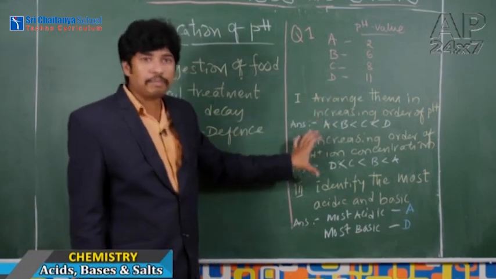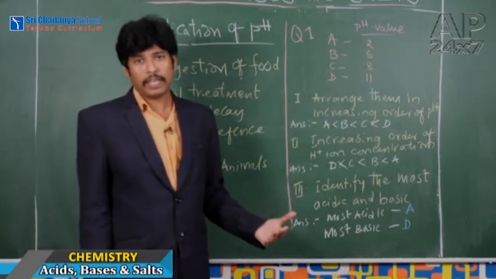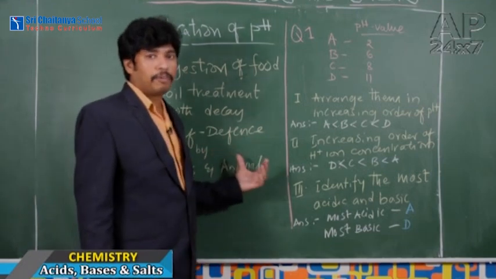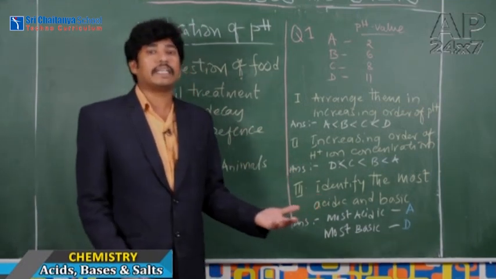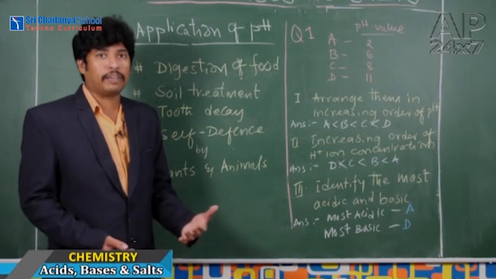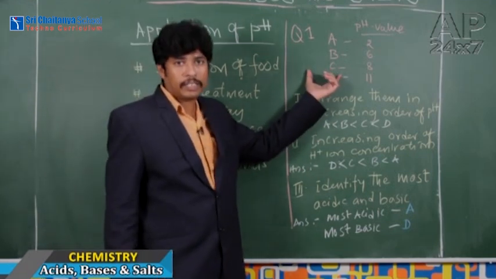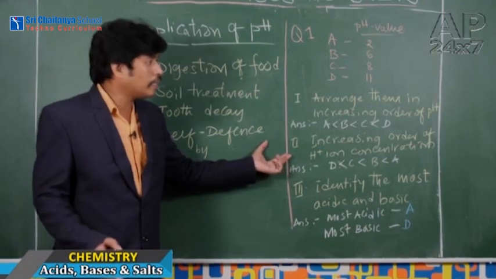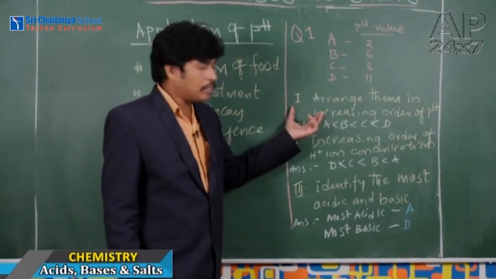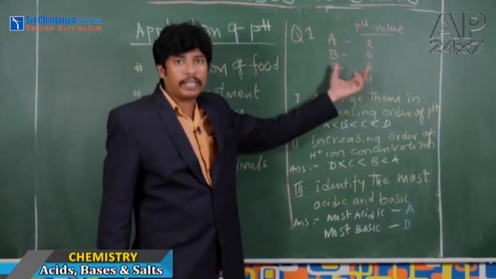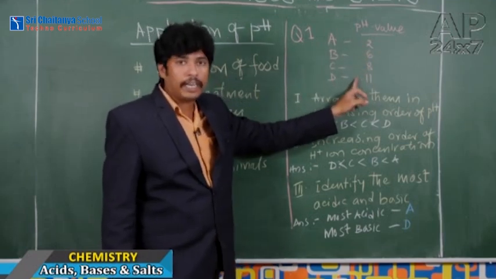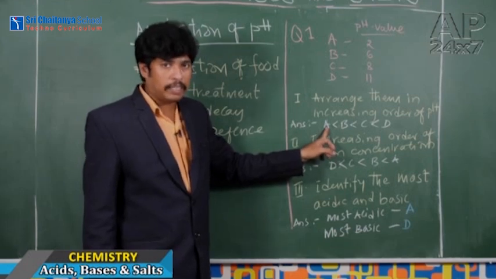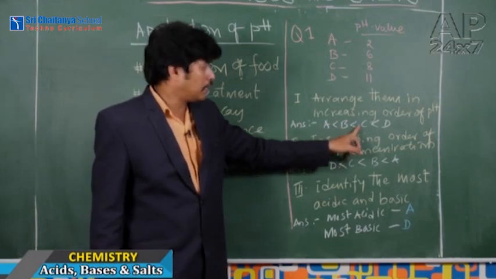This is a very important model and a very simple question to answer if you understand the concept of pH. As I said before, the H plus ion concentration is inversely proportional to the pH value. With increase in the pH, the H plus ion concentration decreases. Based on this fact, we can easily arrange, and the pH values are given here: 2, 6, 8 and 11. So simply we can arrange them in the increasing order of pH. That order will be A, B, C and D.